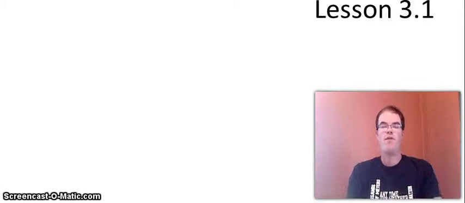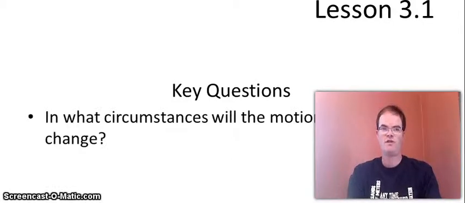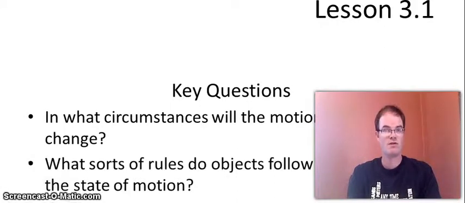Lesson 3.1, Key Questions. First question is this: in what circumstances will the motion of objects change? And our next question: what sorts of rules do objects follow with regard to changing the state of motion?